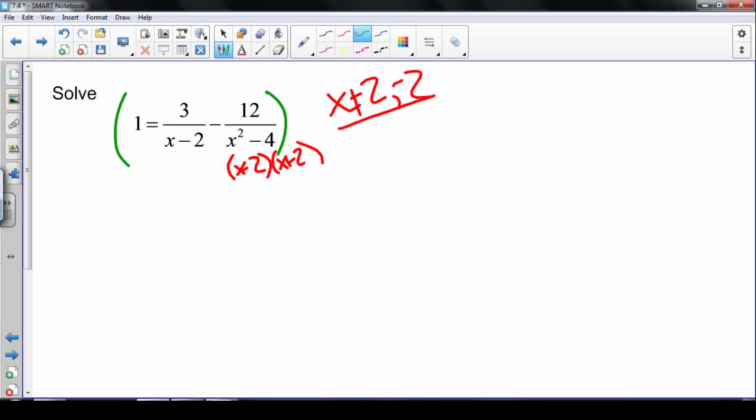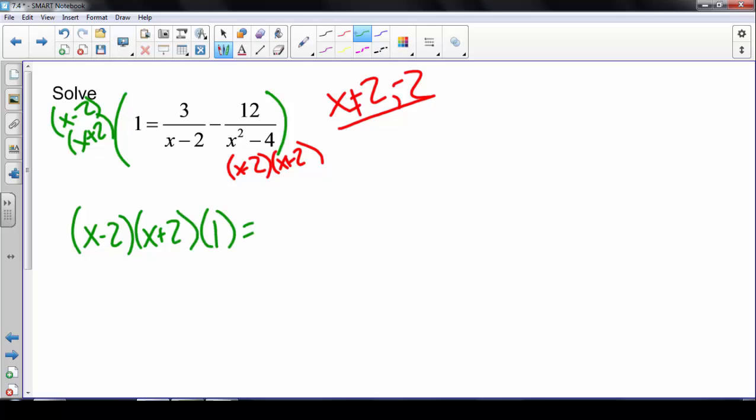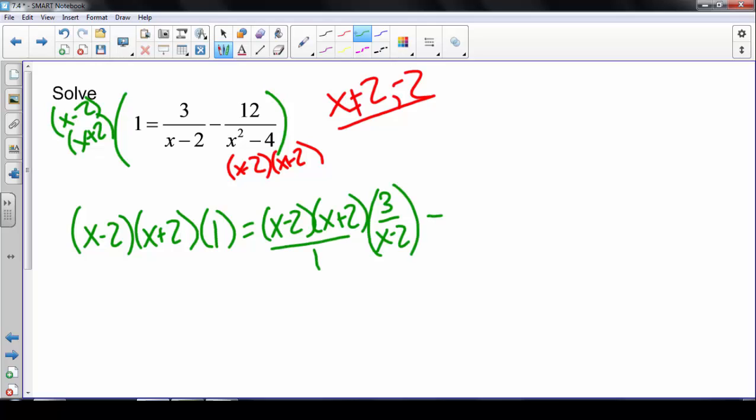But we already decided our common denominator is x minus 2, x plus 2. So when we multiply those by 1, we're just with x minus 2, x plus 2 times 1, and x minus 2, x plus 2 times 3 over x minus 2. Once again, if you want to put these over 1, you can. Then we have x minus 2, x plus 2.